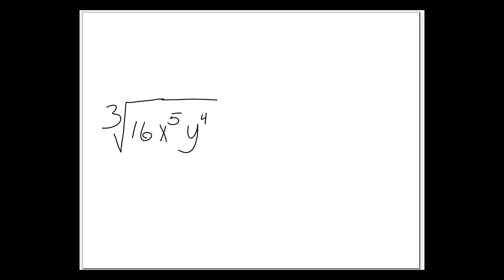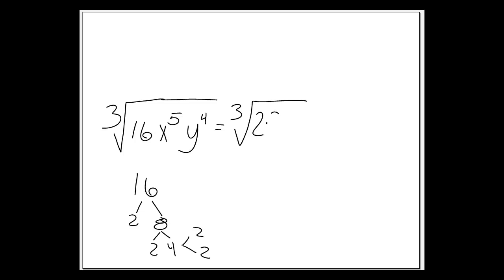Now for this one, 16 is an even number. So we're going to pull out a 2 to start with. And if we pull out a 2, then we have an 8 left because 2 times 8 is 16. 8 can be written as 2 times 4 because 2 times 4 is 8. And 4 can be written as 2 times 2. So underneath our radical sign, remember it's a cube root, we're going to write 2 times 2 times 2 times 2. That is for our 16.